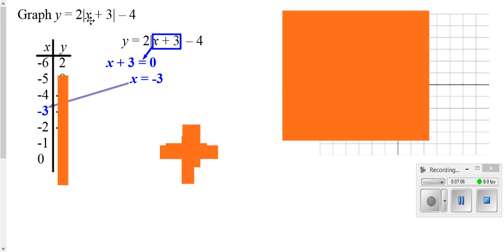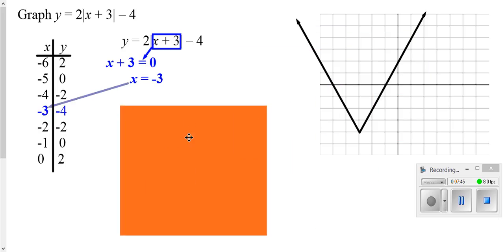Plug in our negative 5. Negative 5 plus 3 is negative 2. Absolute value of that is 2, times 2 is 4, minus 4 is 0, and so on. And we just continue to do that, plugging those numbers in, and we get our points. And these are the points that we can go ahead and plot. So here, this point would be 6 to the left, up 2, 5 to the left, up 0, 4 to the left, down 2, 3 to the left, down 4, 2 to the left, down 2, 1 to the left, down 0, and 0 to the right, and up 2. When we plot those points, we get this shape here.